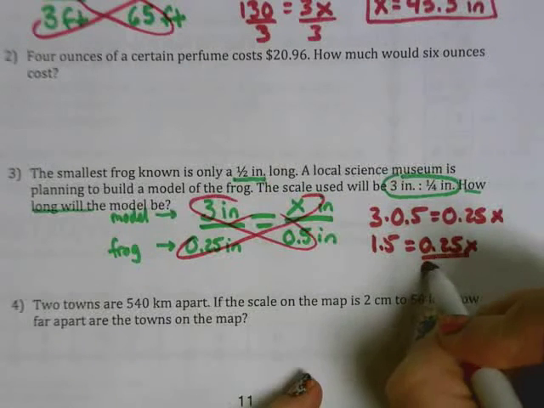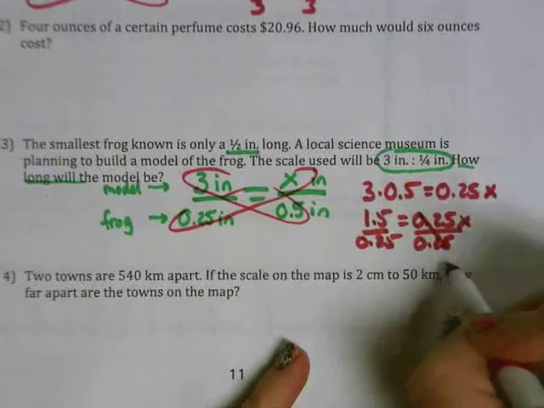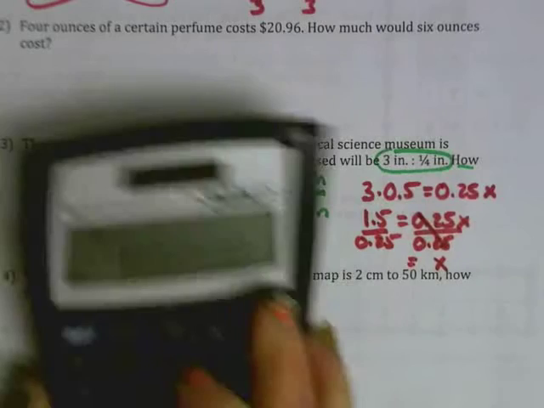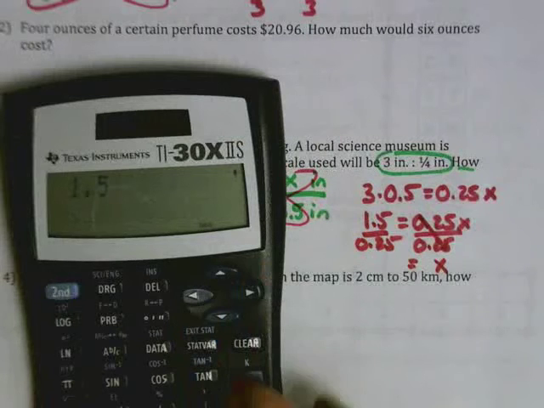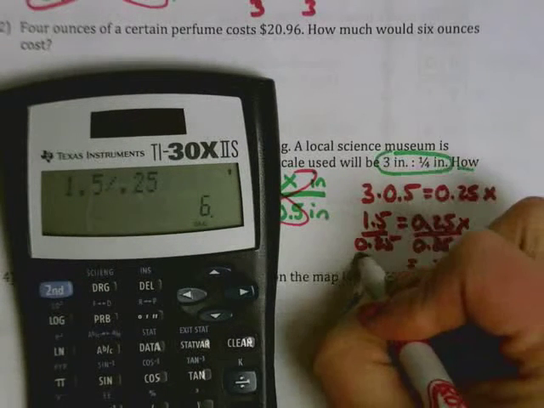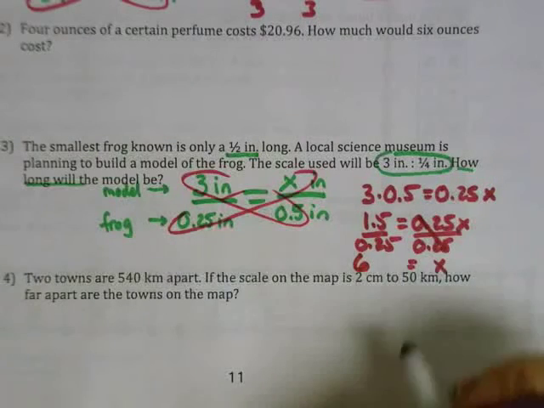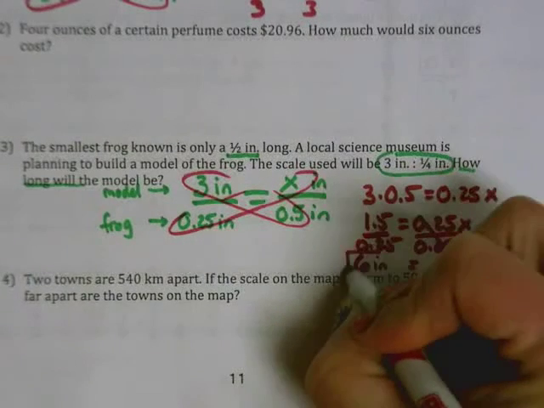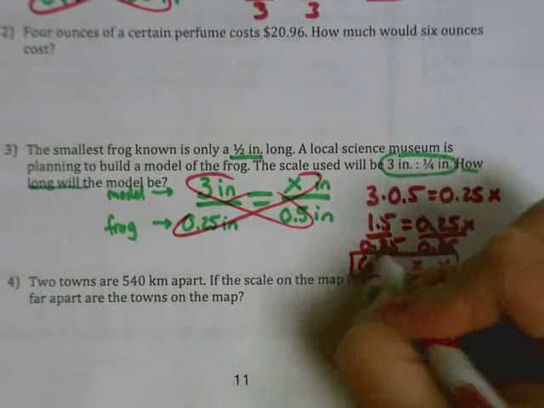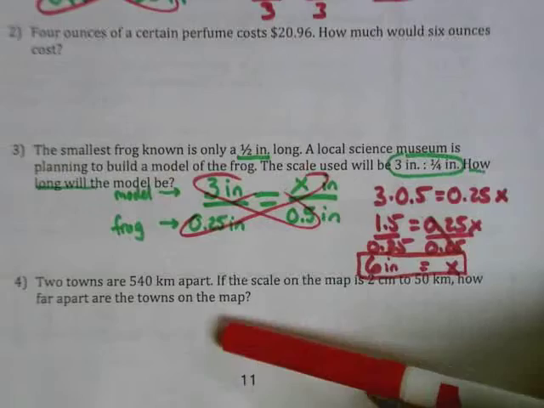I'm going to divide both sides by 0.25. So I get that x equals 1.5 divided by 0.25 gives me 6. There we go. Now 6 what? 6, so these are all inches, so 6 inches. And we already looked at it and expected that, so that makes sense for us. All right, so there's a couple others on here that you'll come back to and look at.